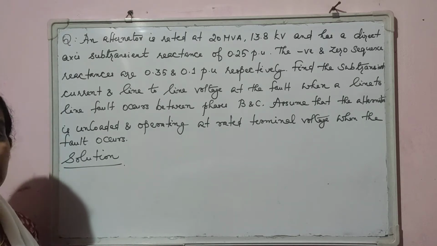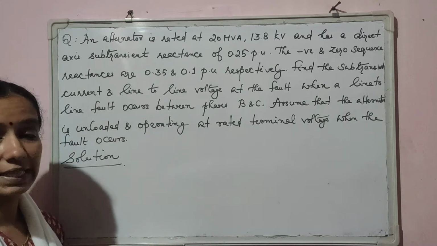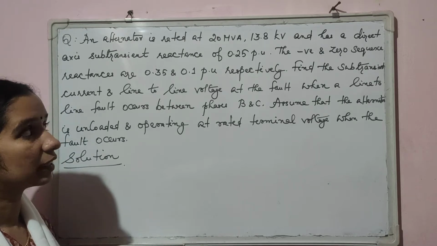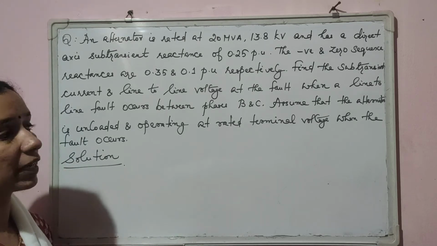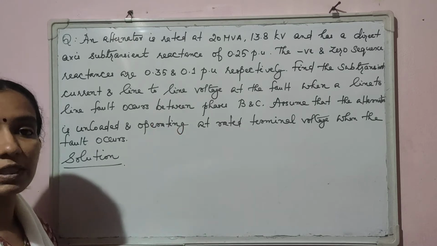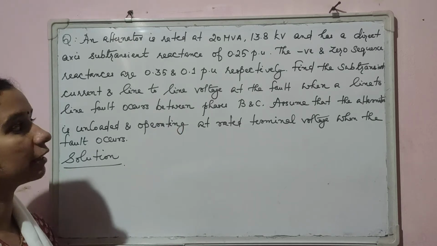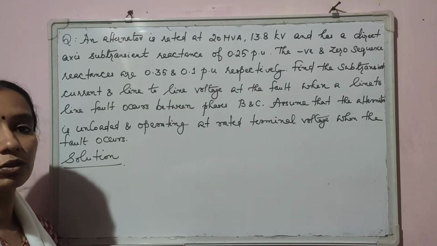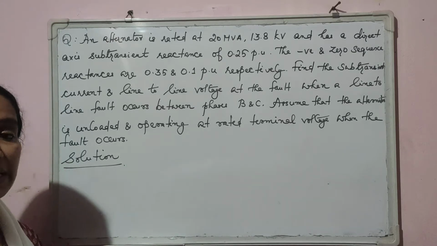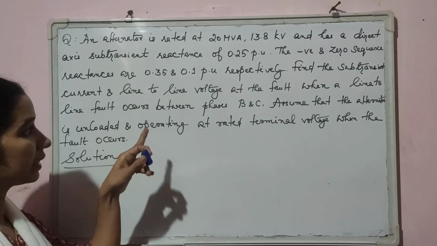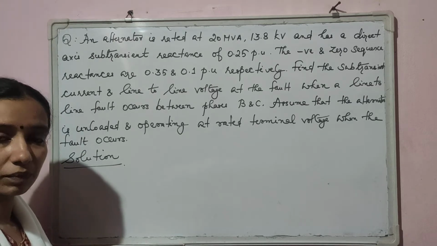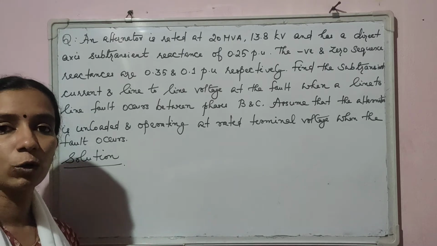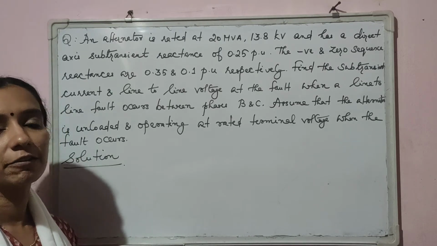Assume that the alternator is unloaded and operating at rated terminal voltage when the fault occurs. So an alternator and its ratings are given, its kV base, MVA base, as well as the positive, negative and zero sequence reactances. We have to calculate the fault current in the case of a line-to-line fault. The subtransient currents means we have to calculate the current through all the phases IA, IB and IC, as well as the line voltages VAB, VBC and VCA.